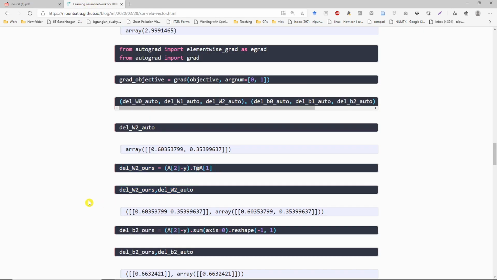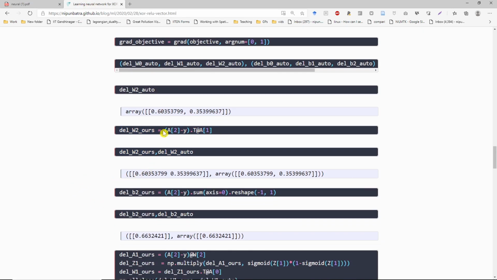Let's go back to the code and see if this is what we've written. Indeed, that's the formula that I've written: A2 minus Y transpose times A1. We compared the gradient of our implementation and the gradient of the AutoGrad implementation, and we see that they're exactly matching, which came as a huge relief to me, that all the non-trivial backpropagation and multivariate calculus that I was doing evaluated to the same thing.